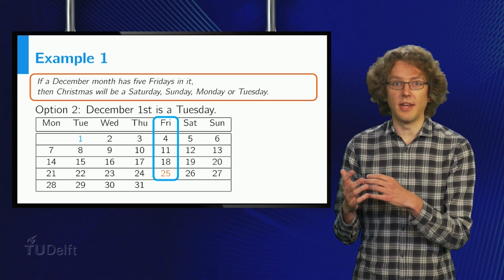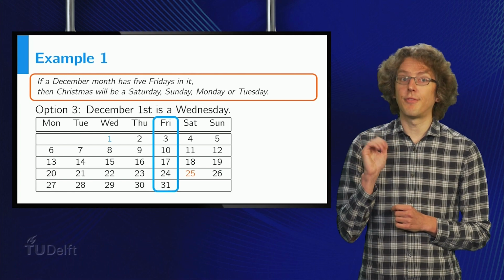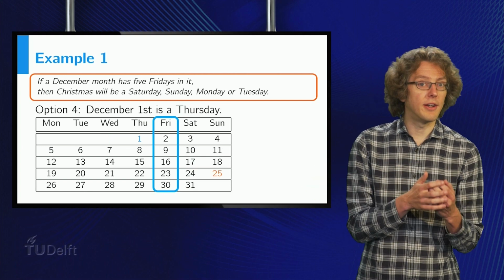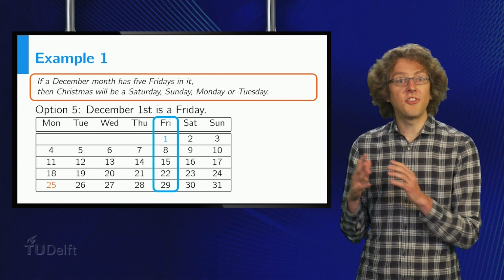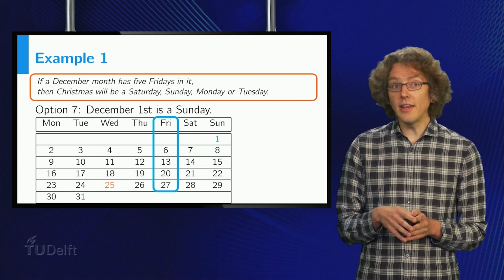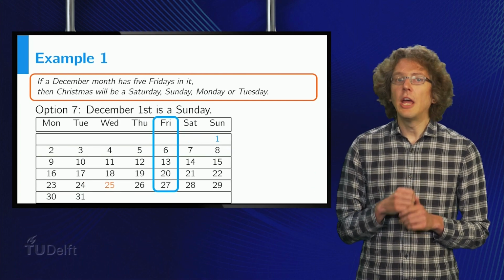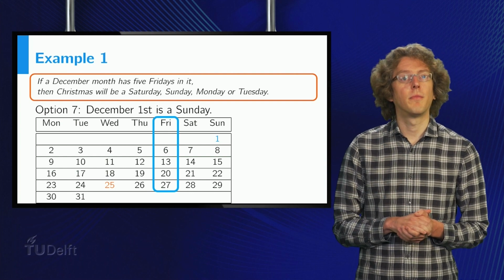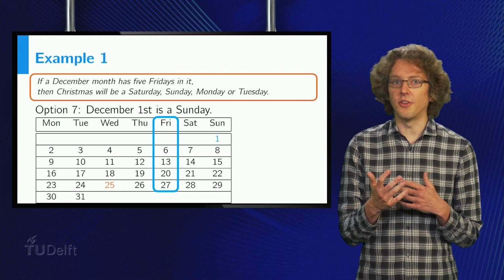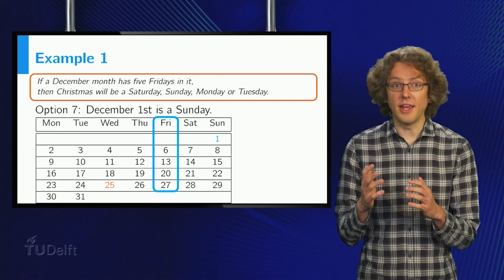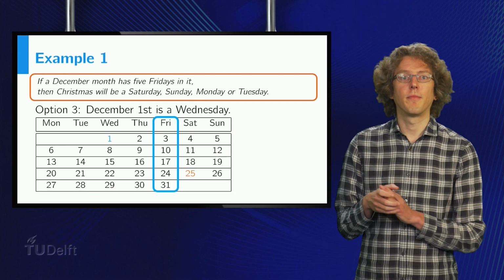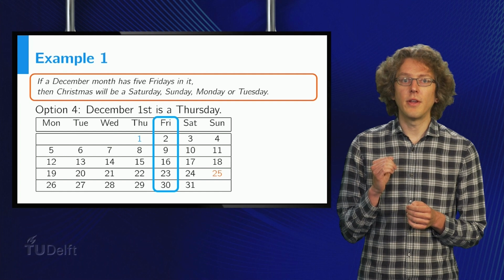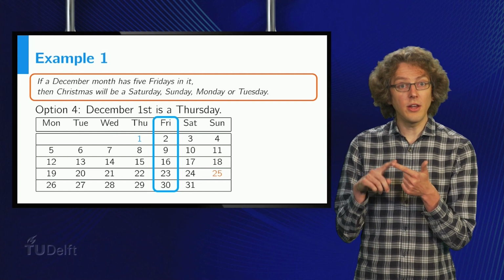What if the 1st is a Wednesday? Aha, here we get 5 Fridays. The same is true if December 1st is a Thursday or a Friday. If it is a Saturday or a Sunday, we again get only 4 Fridays. So, finally, we have found 3 possibilities for Decembers with 5 Fridays. Now, Christmas is always on December 25th, so let us mark that day in these 3 calendars. As you can see, we get that if December has 5 Fridays, Christmas falls on Saturday, Sunday or Monday.